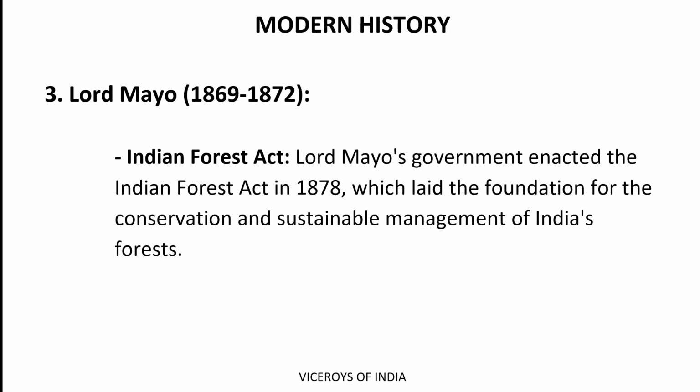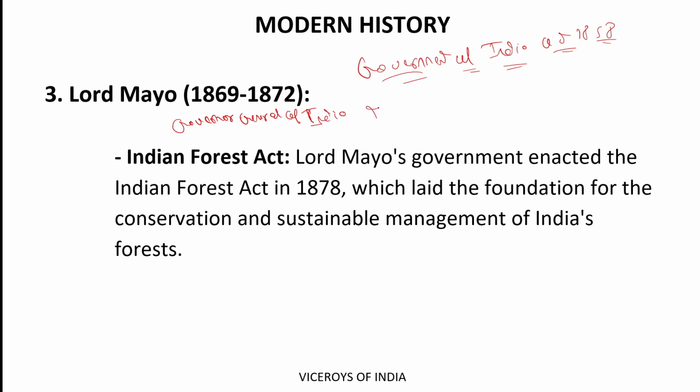Before continuing today's session, let me tell you several things for our revision. First thing, we know that the Government of India Act 1858 was a turning point in India's modern history. And why am I saying this? Because this act converted Governor General of India to Viceroy of India. Got it? Second thing, Secretary of State of India was appointed for the first time.